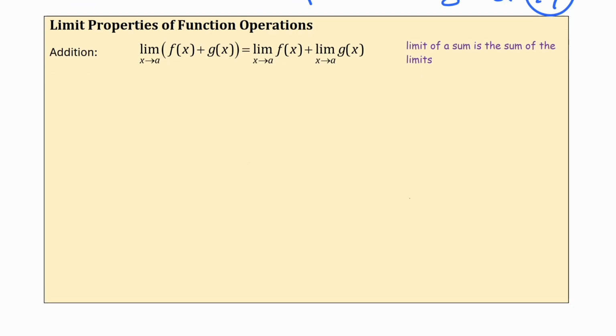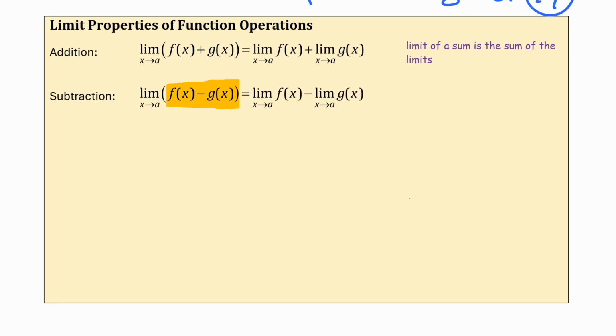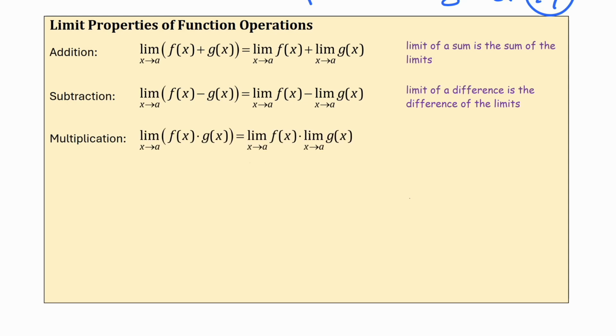Now you might have already predicted what some of the other properties are. The second one is for subtraction, and similarly to find the limit of functions that are subtracted, you can just subtract the two individual limits. The limit of a difference of functions is the difference of the limits. For multiplication, the limit of functions that are multiplied can be found by multiplying the individual limits.